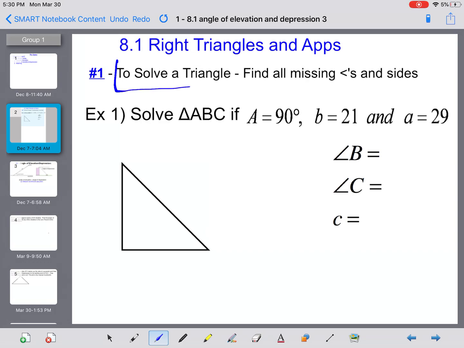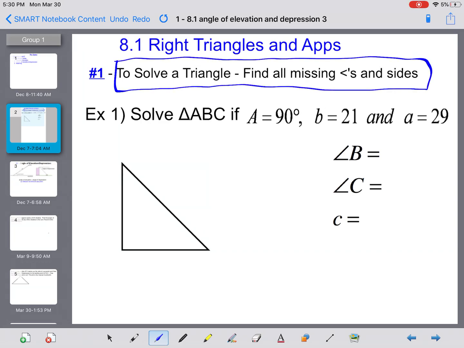We're going to solve a triangle. Up here at the top you can say, solving a triangle means to find all missing angles and sides. So example 1 wants us to solve triangle ABC, and it's telling us that A is 90 degrees.